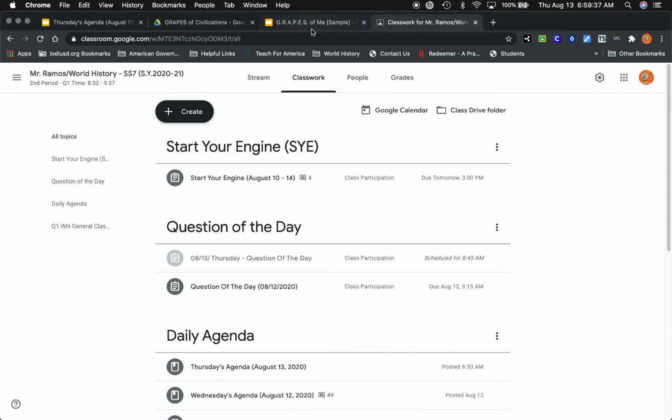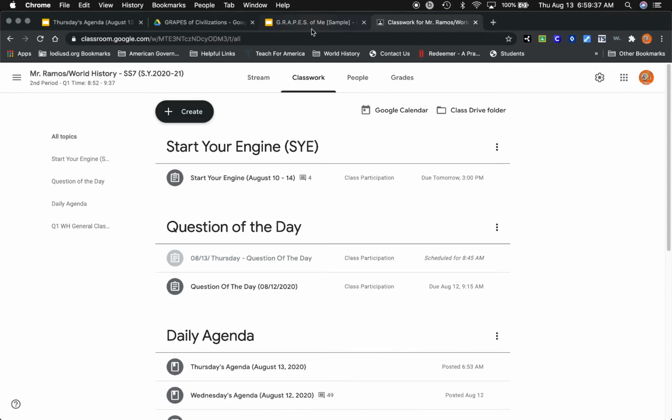Say, for example, once we are done with the Mesoamerican civilization, you will have to turn in this Grapes of Civilization. Once we're finished with the African civilization, then you will have to turn in a Grapes of that African civilization. In other words, this assignment is like a summary of whatever you learned in a specific civilization in this class in world history.